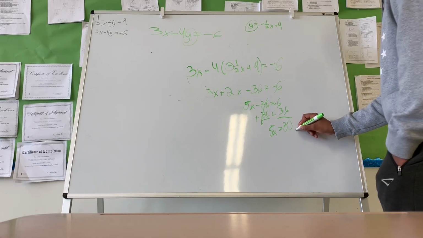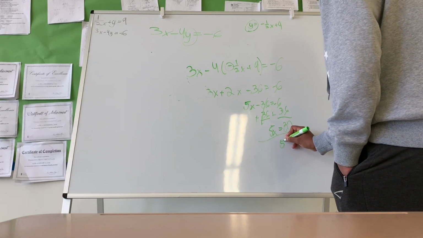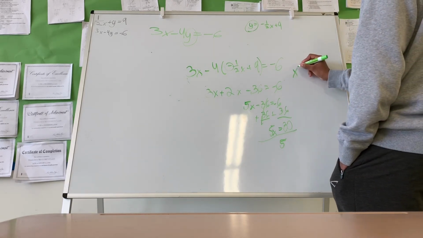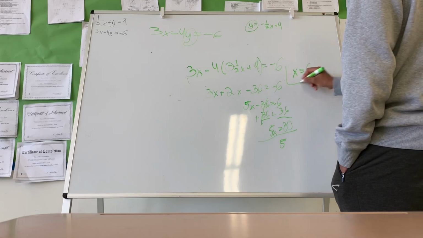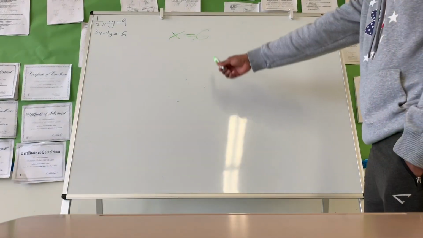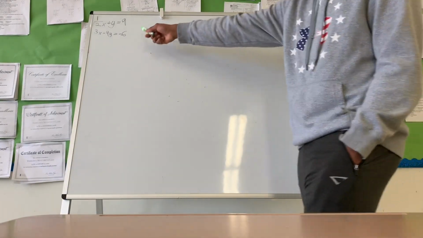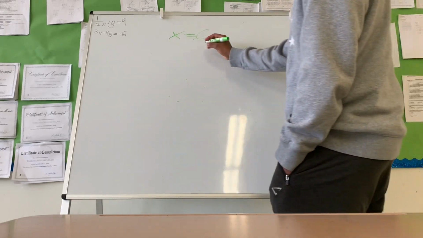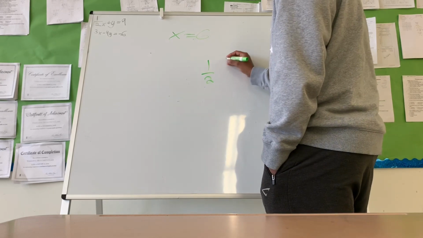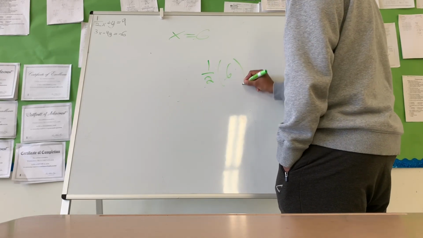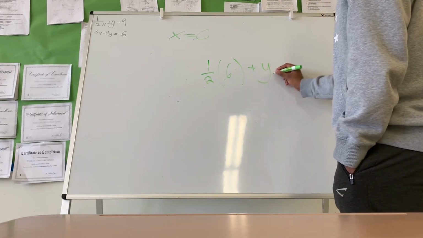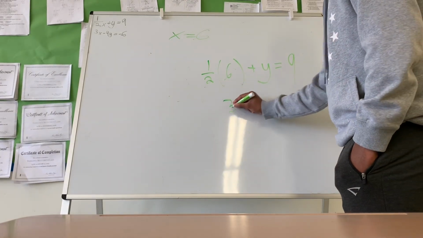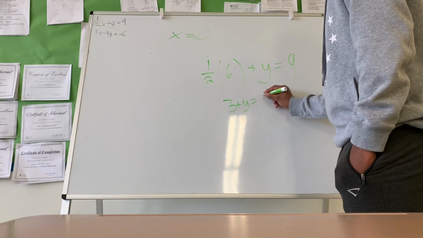And then you divide the whole thing by 5 to get the variable alone, and that would equal x equals 6. But you're not done yet. Now that you found out what x equals, you can bring it into one of the equations. I would do the first equation because that's easier. So you would get 1/2 times 6 plus y equals 9. You would multiply 1/2 by 6 to get 3 plus y equals 9.